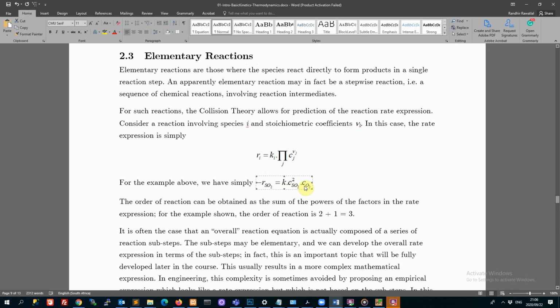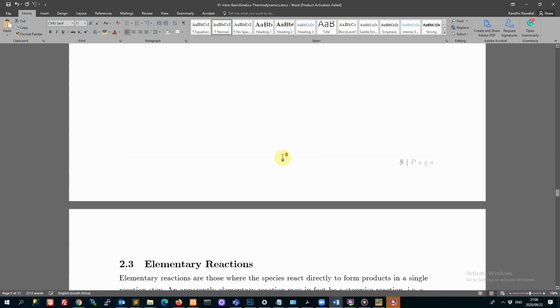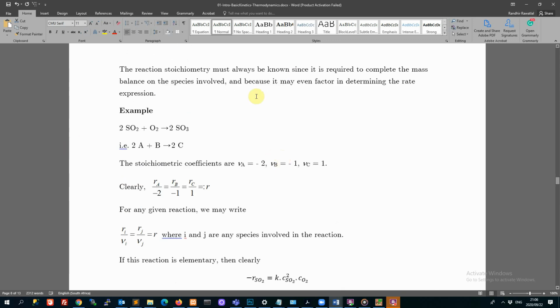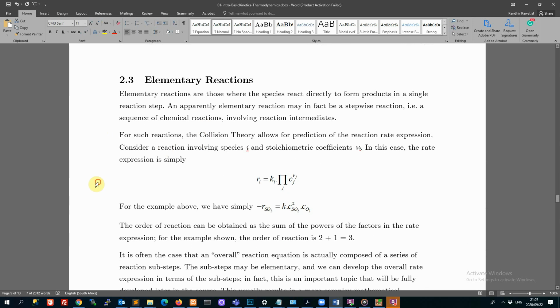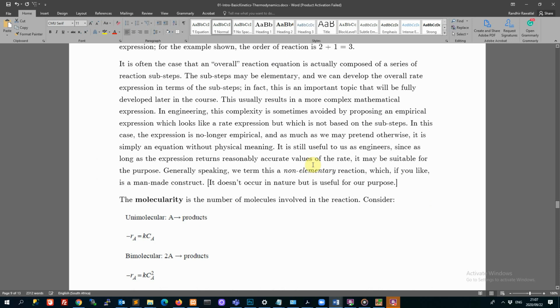So of course, this is not the only possibility. Not everything is an elementary reaction. We might easily write a reaction equation like this, and there will be many hidden sub-steps that we didn't know about. So those would be non-elementary reactions, and those reactions do not follow this expression, and we will need to do other kinds of work to figure out the rate expression. But for elementary reactions, yes, we can do this. Okay.